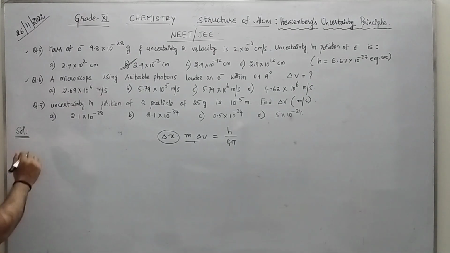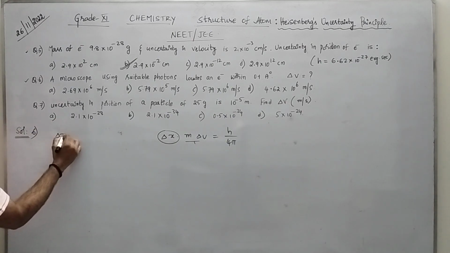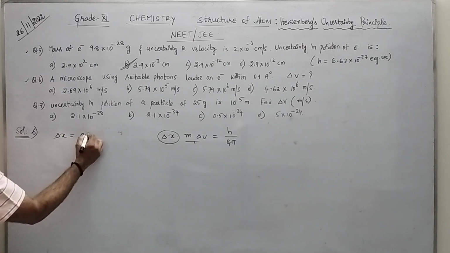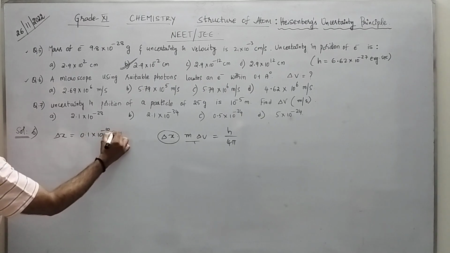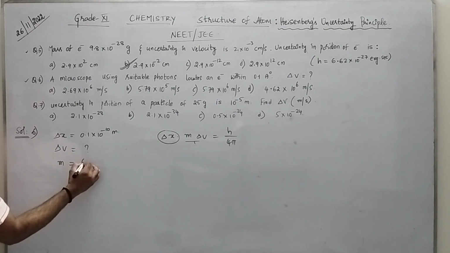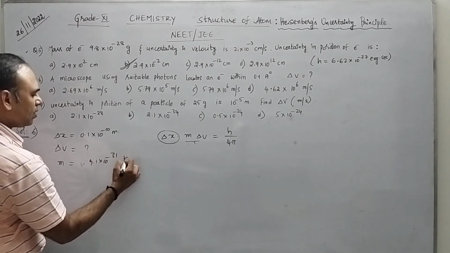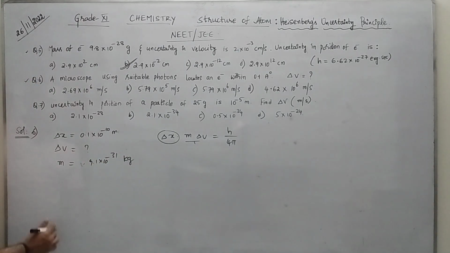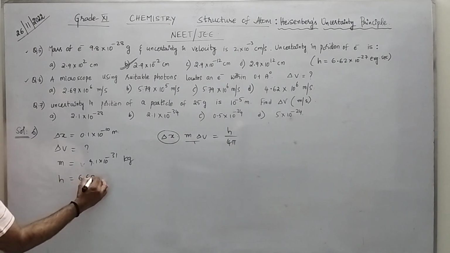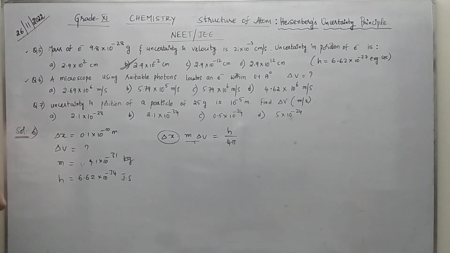Now question number 6. They mentioned that delta x is given as 0.1 angstrom, nothing but 10 to the power of minus 10 meter. Find out delta v. The mass of electron, m, is 9.1 into 10 to the power of minus 31 kg. h is 6.62 into 10 to the power of minus 34 joule second. Now substitute the values and find out delta v.